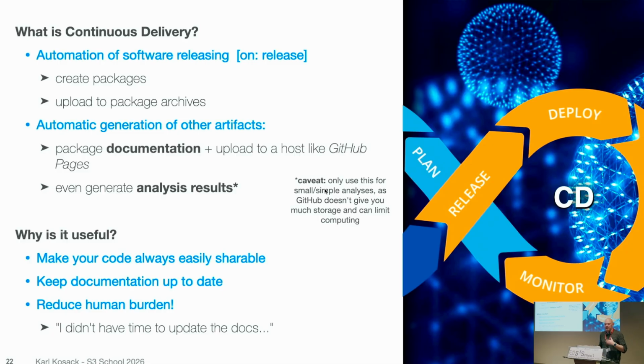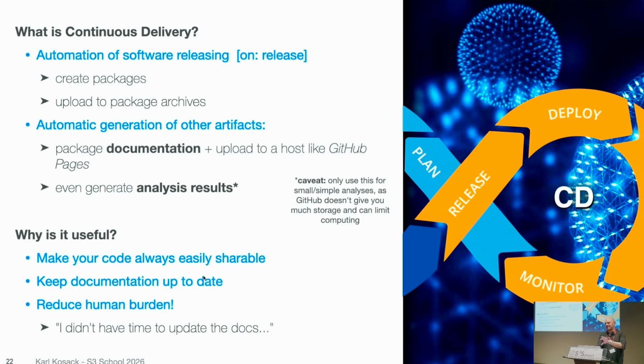And this is useful because, one, if you use it for packaging, it makes your code super easy to share. Every time you create a release, it's automatically uploaded somewhere and someone can just type pixie run or pixie add or pip install or whatever, and they get it. It also allows you to keep documentation up to date. If you use this for documentation, it's super nice because every time you add to the documentation, it just gets updated on the website.